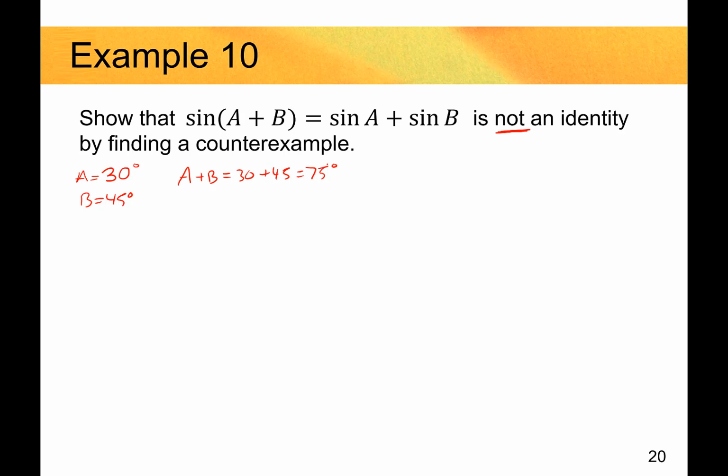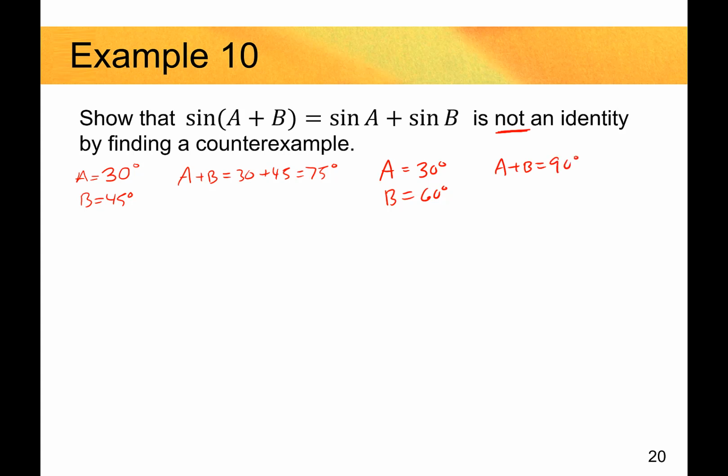So hopefully you thought about it. Think about it for a little bit here. Just a little bit here. So yes, if anybody said this, A for 30 and B for 60 would work just great, because A plus B would be 90 degrees.